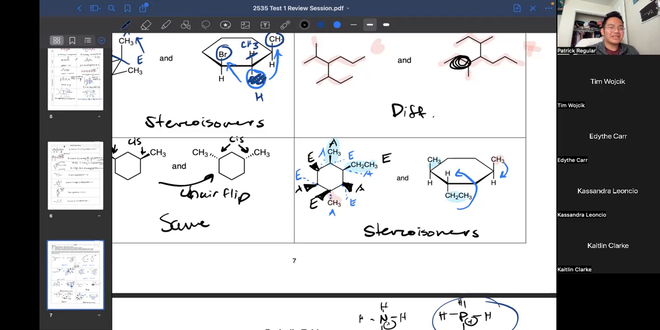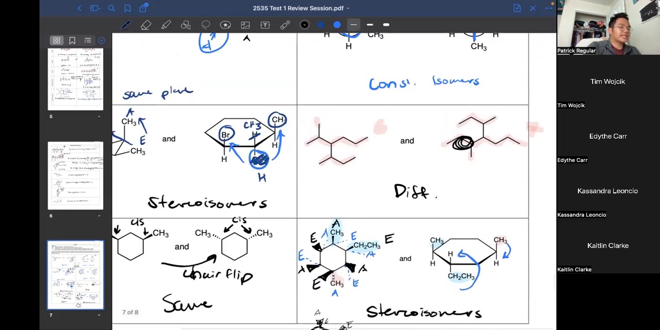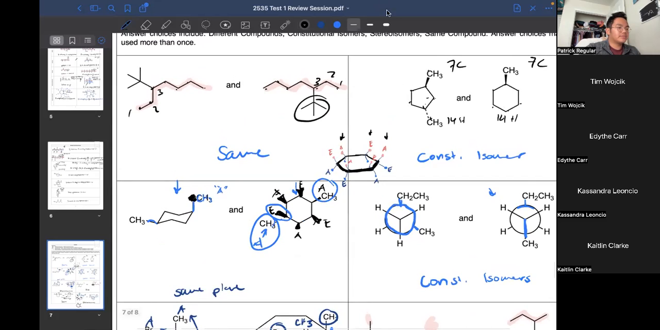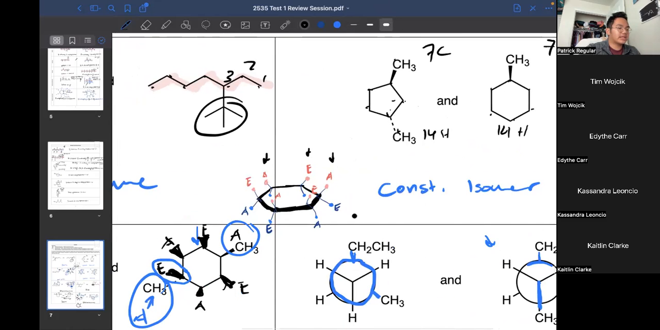Yeah. By plane, do you mean equatorial, axial, or up and down? Same plane, I mean they're on the same side. So same plane just means they're all wedged. So if I have cyclohexane, axial, equatorial, axial, that just means they're all wedged, because that's what we mean by this crown kind of deal.